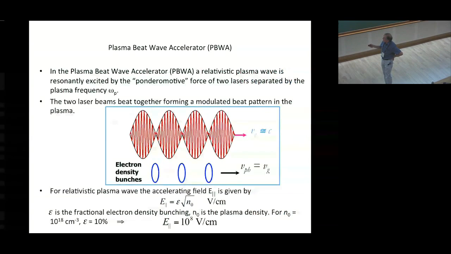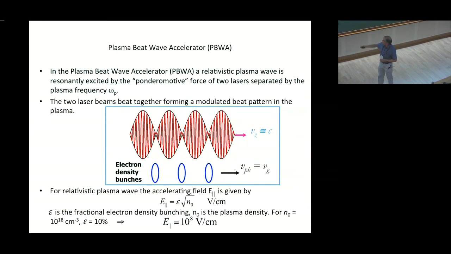And this is just an example of the amplitude modulation of two laser beams that are separated by, say, the plasma frequency, and you trap electrons within these structures here at the nodes here, and that's due to the ponderomotive force that is pushing away from the regions of high intensity and pushing the electrons into these buckets here. So you end up with electron density bunches that are moving with the phase speed, which is equal to the group speed of the modulated pattern. And if the group speed is close to c, then this beam is moving close to the speed of light.